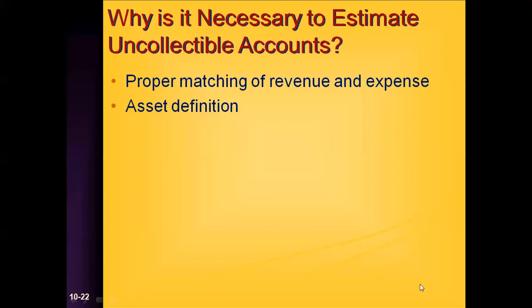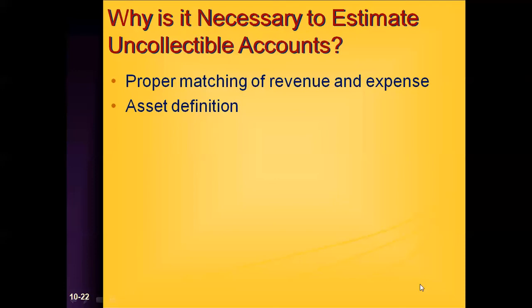If we don't have proper matching of expense and revenue, we have statements that are basically invalid. The second is asset definition. If we believe that not all the accounts receivable, or the accounts that we've extended credit to, are going to be collectible, they're really not assets. If they have no future value, they're not assets. And to include them on the balance sheet as an asset would be fraud.